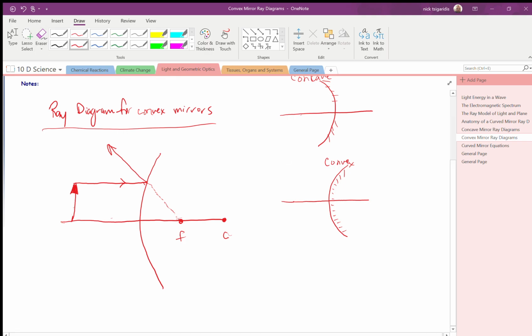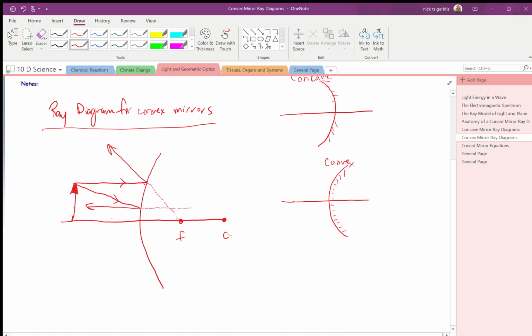My second ray that I always produce is a ray going towards the focal point. So I'm going to leave the tip of my arrow, and I'm going to go towards the focal point. Now, of course, this light ray cannot go through the mirror to hit the focal point, but when it does strike, because it's going towards the focal point, when it reflects, it's going to reflect parallel to the principal axis. And I get to see my reflected line there.